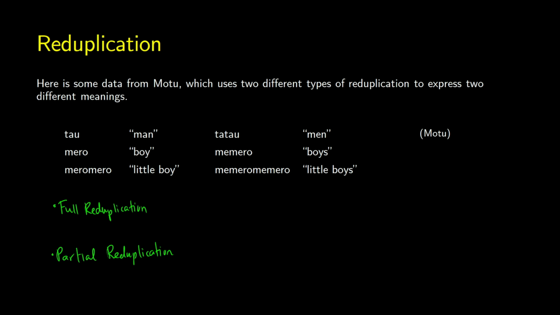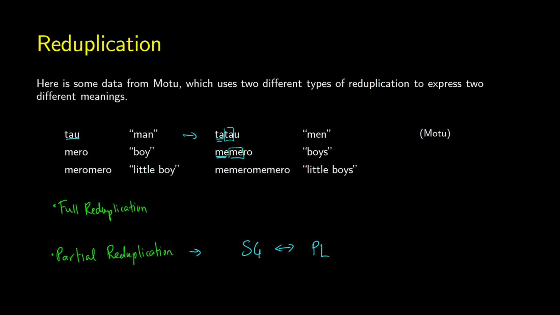So we go from tau to ta-tau. So we're adding ta here. It looks like we're reduplicating that first CV. What about marrow? Marrow is boy, and we get marrow, so boys. So we're reduplicating that initial CV. So what partial reduplication is going to do is it's going to look at the singular form and the plural form and make a correspondence between them.